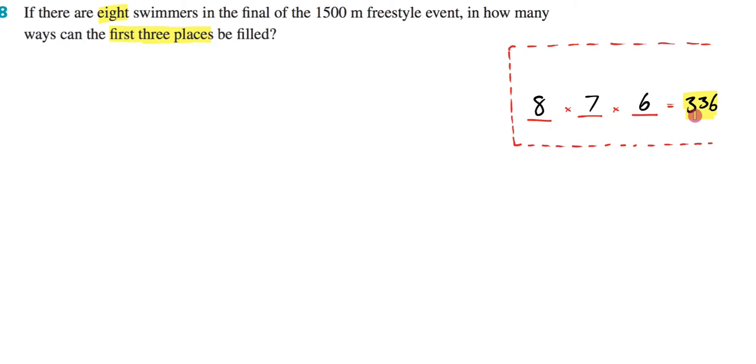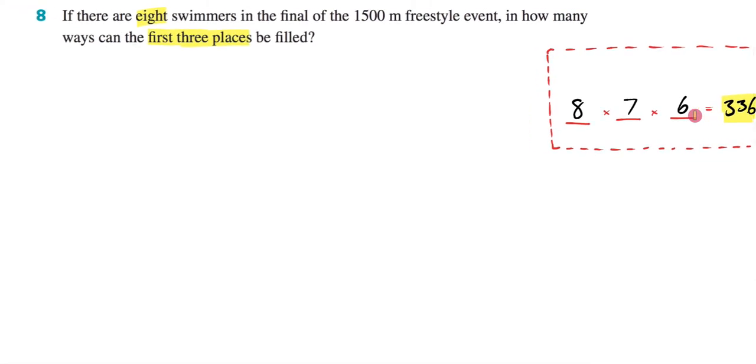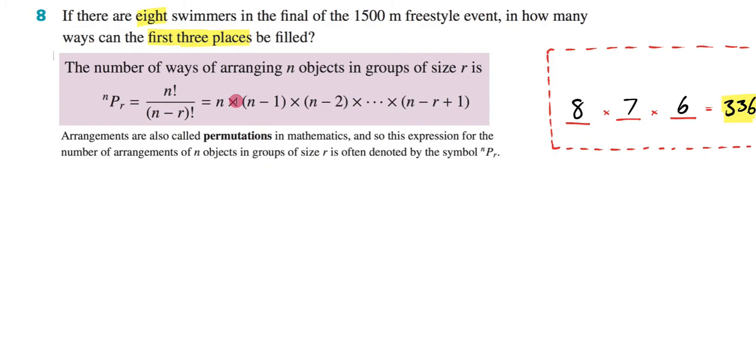Now that's really relying upon how we've answered these types of questions previously. But now we're going to learn some new notation that's really going to help us answer these questions even more efficiently. And that was really quite efficient anyway. So what is this new notation? Here it is. So let's read this. The number of ways of arranging n objects in groups of size r is, and then we have this. Now this p right here is standing for permutations. As you read here, arrangements are also called permutations in mathematics.